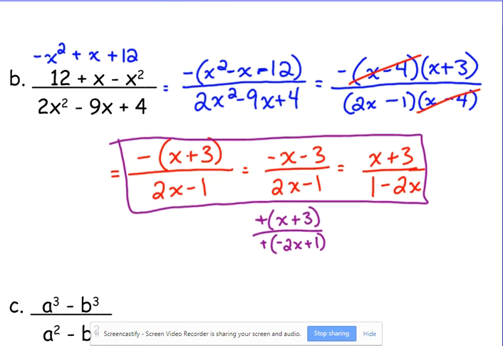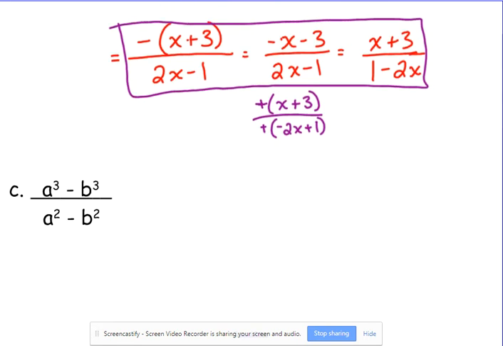All right. Let's look at another one. a cubed minus b cubed over a squared minus b squared. Now, don't get smart and say, oh, well, a cubed over a squared is just a, and b cubed over b squared is just b, so that's a minus b. It's not. That's not equivalent to a minus b. We got to factor it.